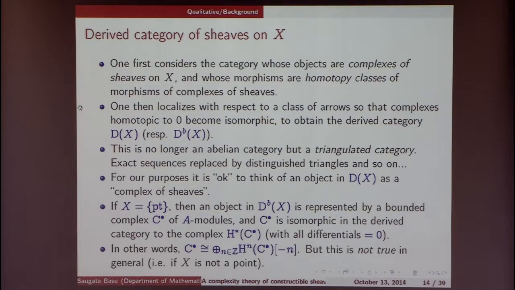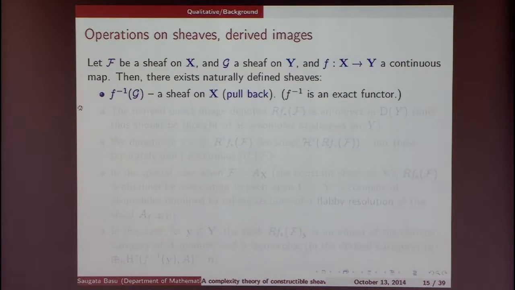In other words, you have to read it as the direct sum of complexes, each one of them zero in all but one degree, namely H^n is non-zero only in degree n, and you take the direct sum. But this is not true in general. If X is not a point, you cannot think of taking the homology and representing it. If I have time, I'll show an example, but probably I won't have time.